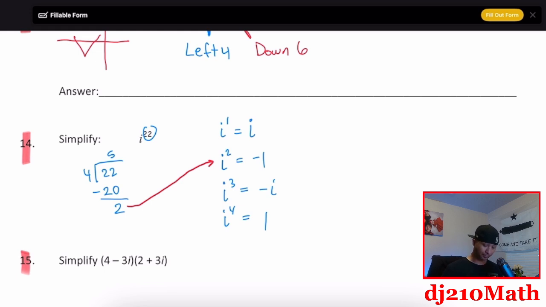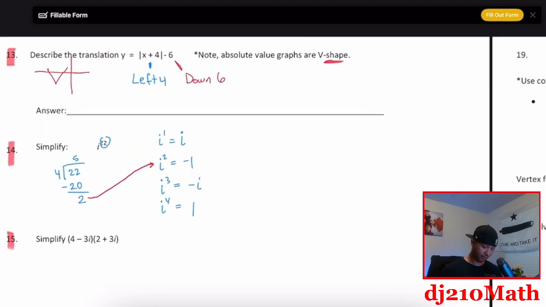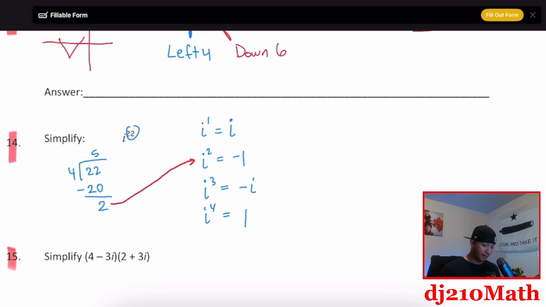Right. Okay. So the answer is going to be -1. That means that i to the 22nd power is -1. It's equivalent.